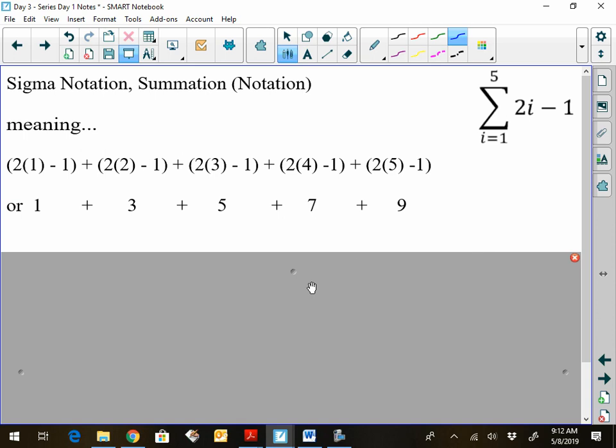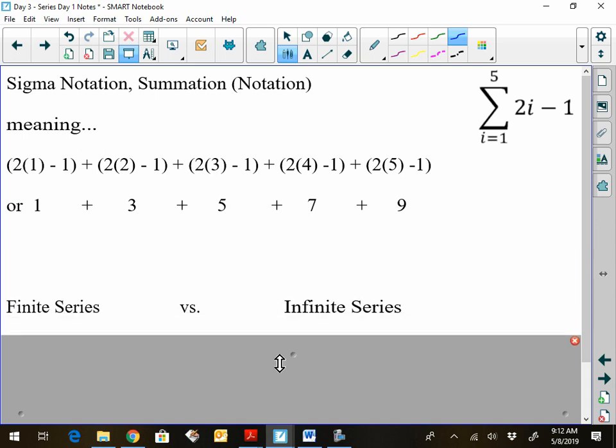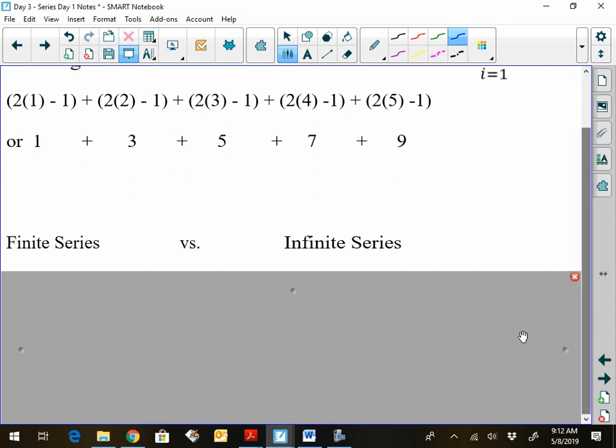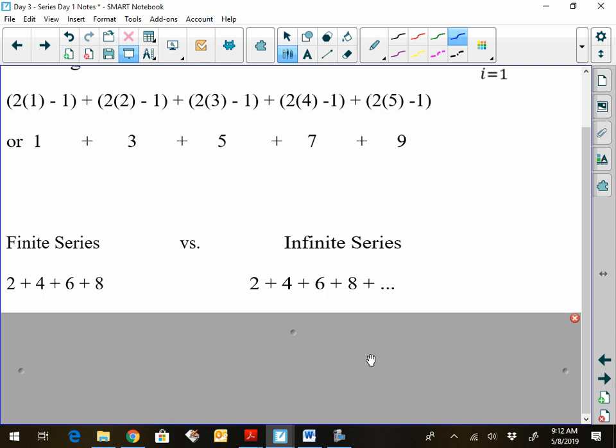So another thing that we might have is, this might be written as a finite series or an infinite series. So for example, if we had these two series, they're series because we're adding them up, right? One of them is finite because it stops at 8. One of them is infinite because we keep adding the dots after that, right?